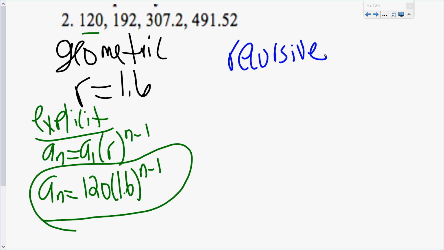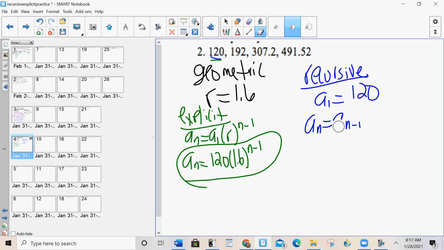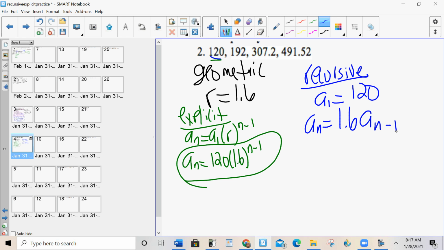Recursive: a1 equals 120, an equals... an minus 1. What am I doing to the previous term? Well, I'm multiplying it by 1.6. So I am putting 1.6 times a(n minus 1). Again, a lot of students might want to put the times 1.6 afterwards. I mentioned that in the last video. That's fine, but usually when it's multiplication, you'll see it written in front. That's your recursive formula. That's it.